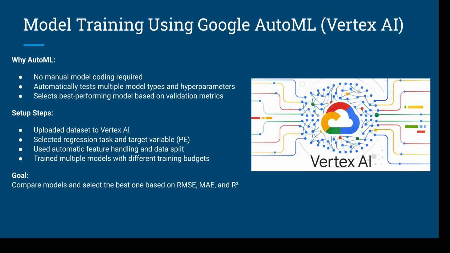Vertex AI automatically split the data into training, validation, and test sets, where the training set is used to build the model, the validation set is used to compare models during the training, and the test set is used only for the final evaluation. To compare performance, I trained two models with different training budgets and later compared their evaluation metrics to select the best model.